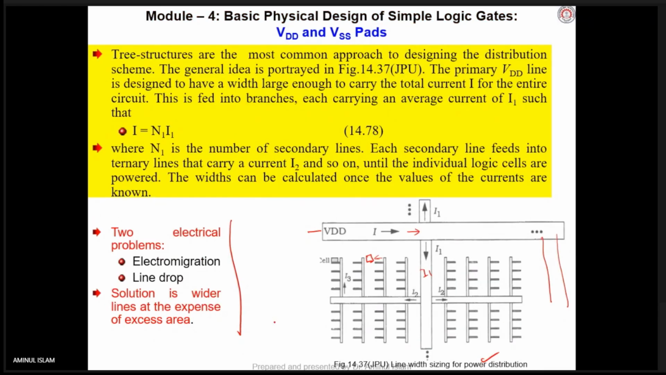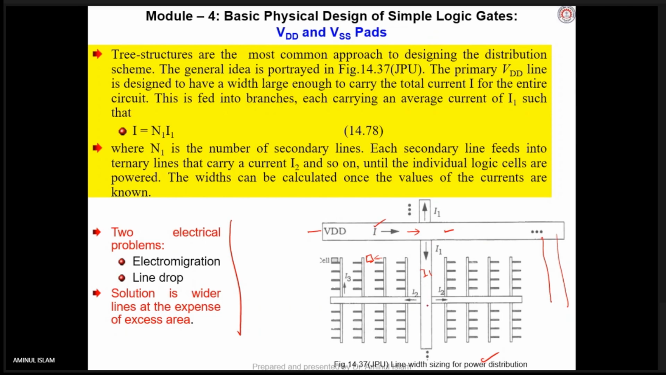Here is one way to make the supply network. See, tree structures are the most common approach to designing the distribution scheme of VDD and VSS. The general idea is given here. The primary VDD line is designed to have a width large enough to carry the current. See, this one is much wider and thicker. Then the primary current I is going through this.